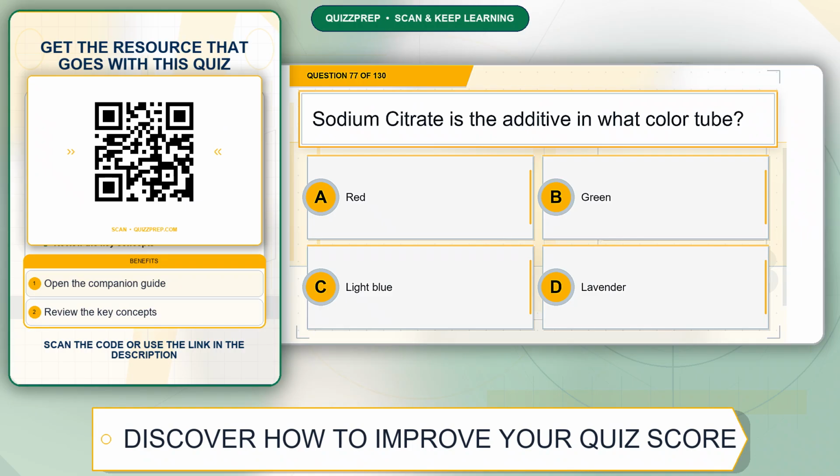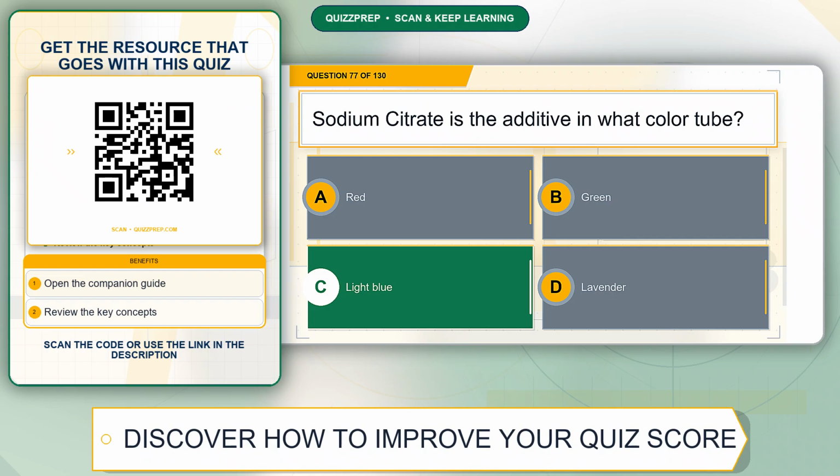Question 77. Sodium citrate is the additive in what color tube? Option A, red. Option B, green. Option C, light blue. Option D, lavender. The correct answer is option C, light blue.